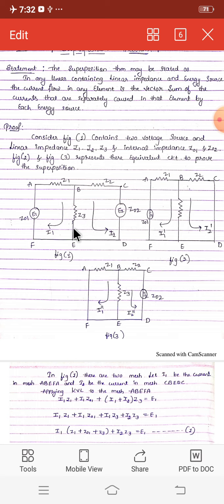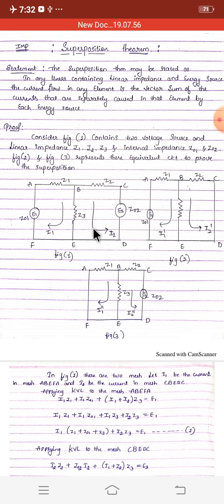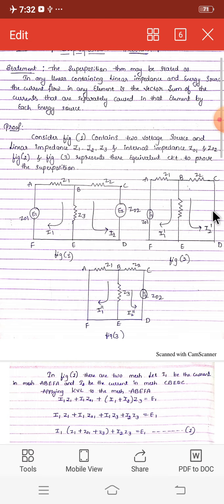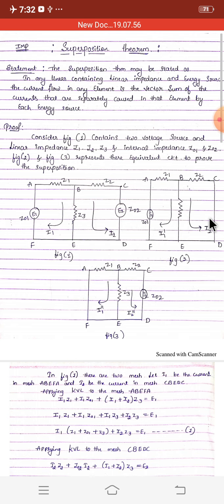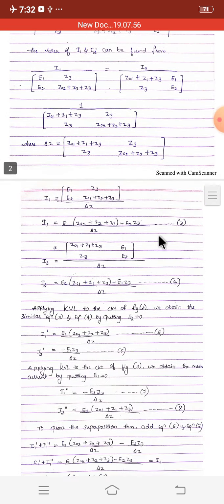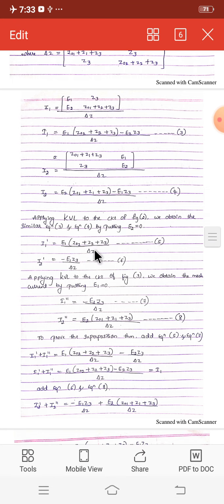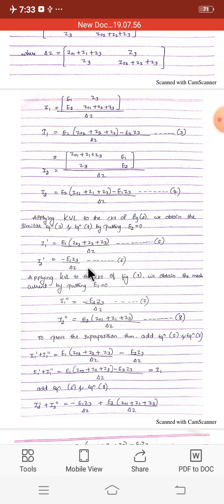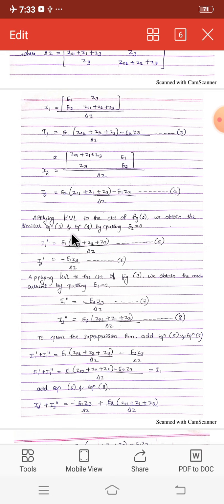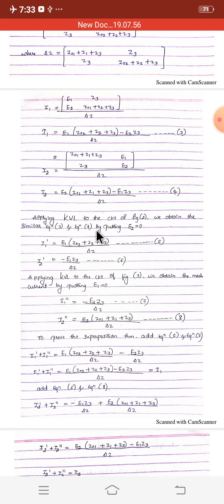Already we applied here. So write the last equation only, but whenever E2 is there. Here E2 is not there, so write E2 as 0. That means I1 dash equals E1 (Z02 plus Z2 plus Z3) divided by delta Z. That is equation 5. For I2 dash, E2 is 0, so this whole term becomes 0. Remaining term is minus E1 Z3 divided by delta Z.